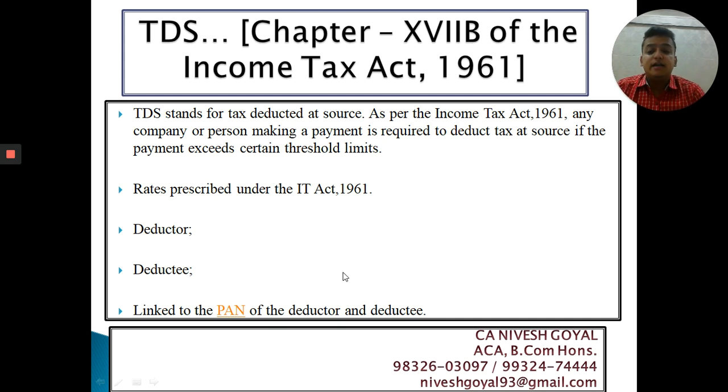Deductor is the person who is responsible to cut the TDS of the deductee while making payment. And deductee is the person whose money is deducted by the deductor while he is receiving some payment. This will be briefly discussed under the various sections of TDS. The most important thing to know here is that PAN is required for both the deductor and deductee.